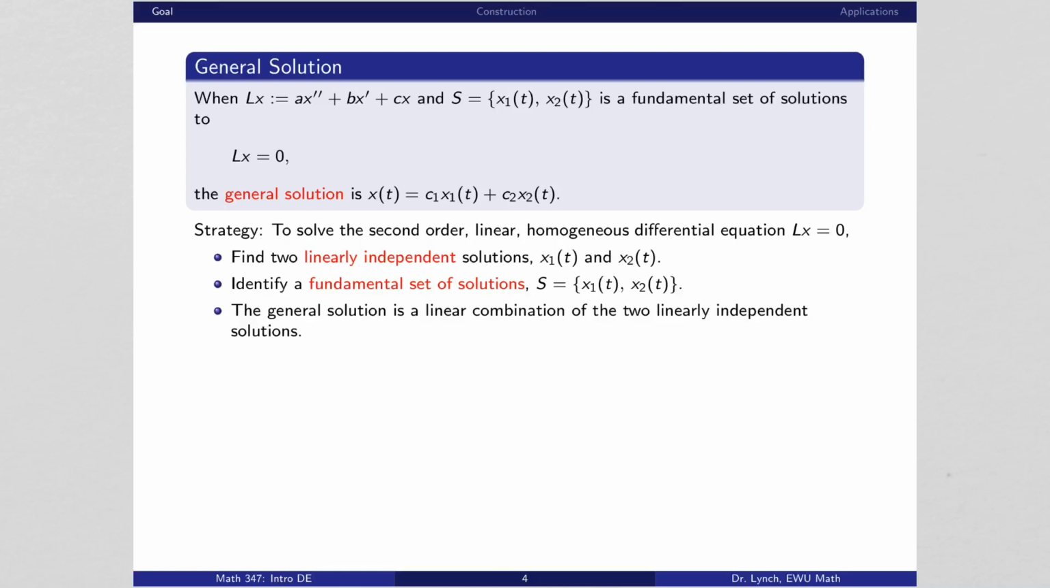And again, it's a general solution in the same sense that we had a general solution for first order equations, namely that we can always choose the constants C1 and C2 to satisfy any correct set of initial conditions given by x prime at 0 and x at 0.